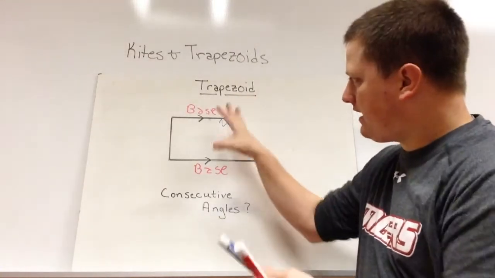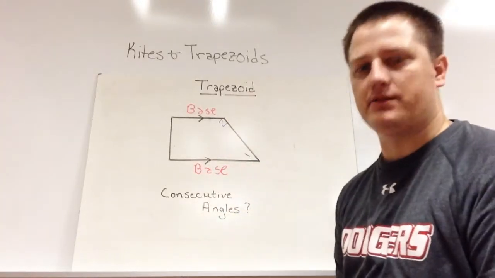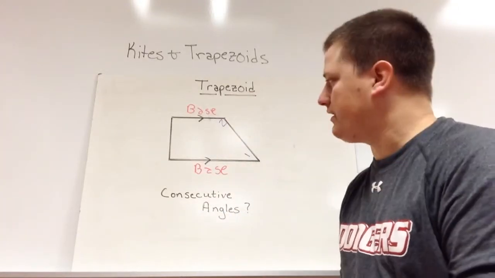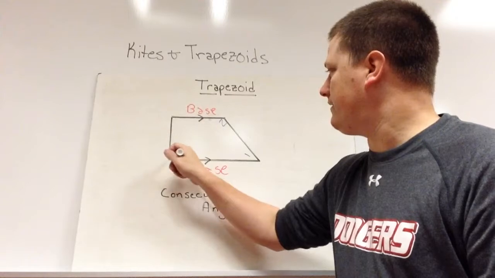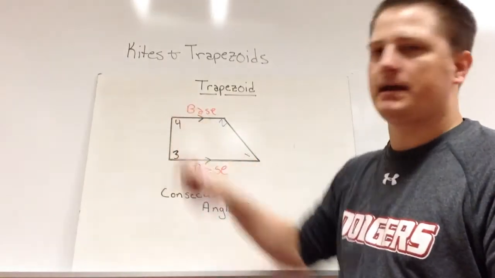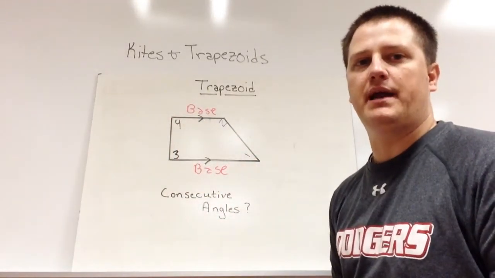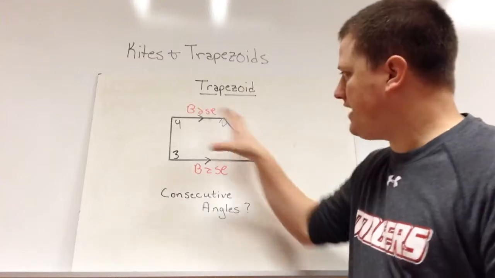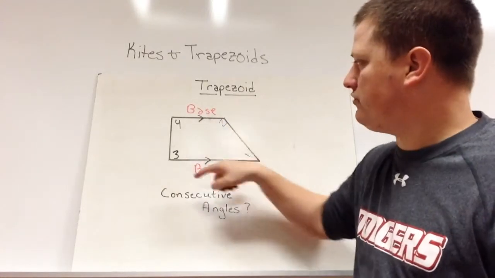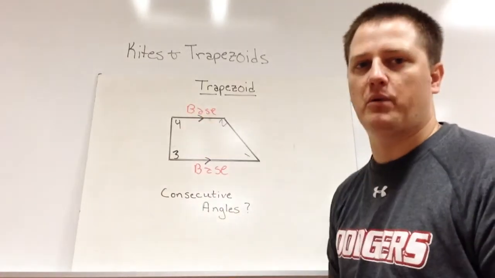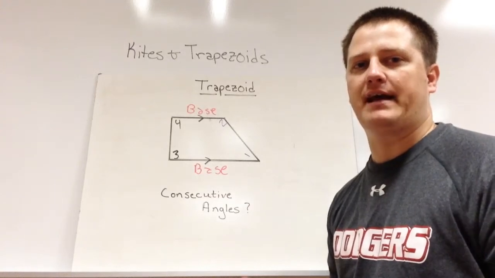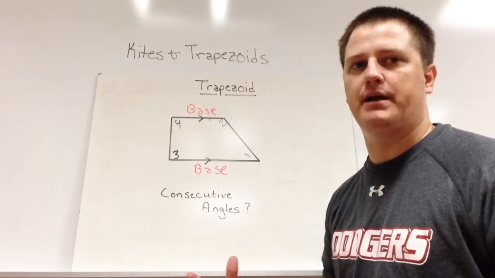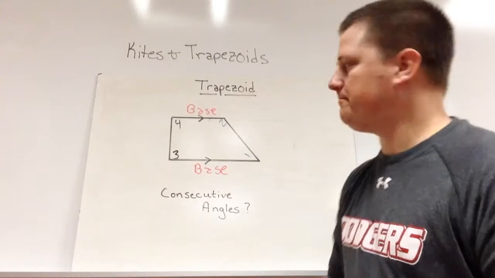Can anybody think of a connection between those two angles? Two other consecutive angles would be 3 here and 4 here. Can you see a connection between 3 and 4? So they should have the same connection. 1 and 2 should have the same connection as 3 and 4. So look at a way that consecutive angles of a trapezoid work together.